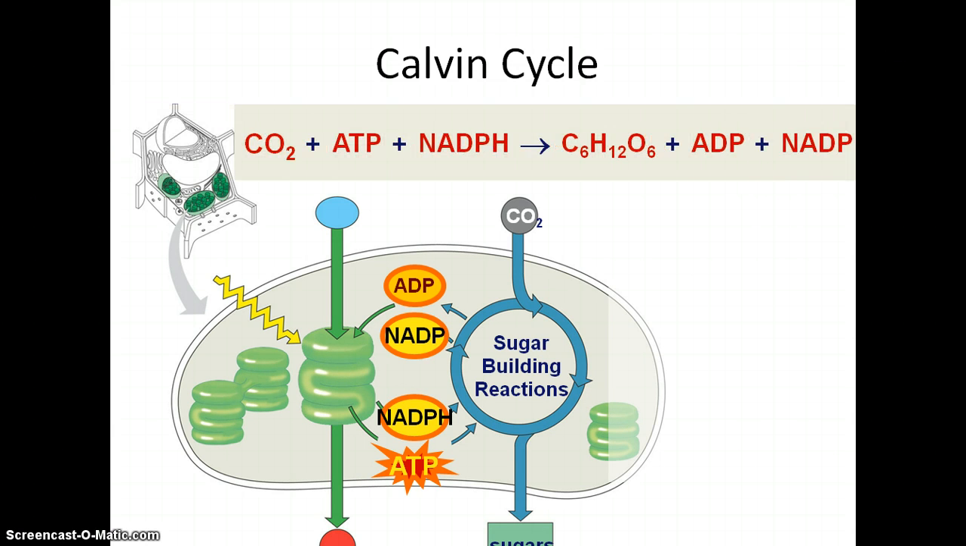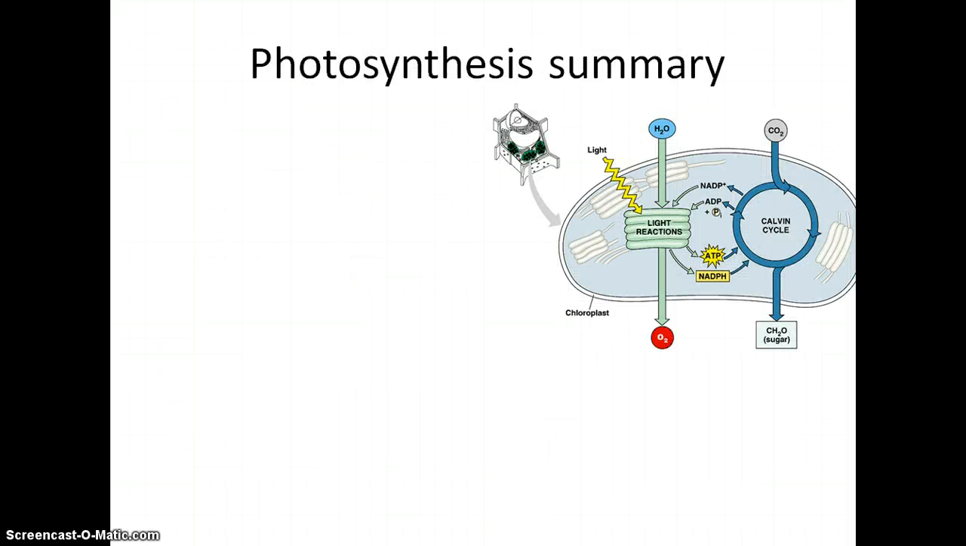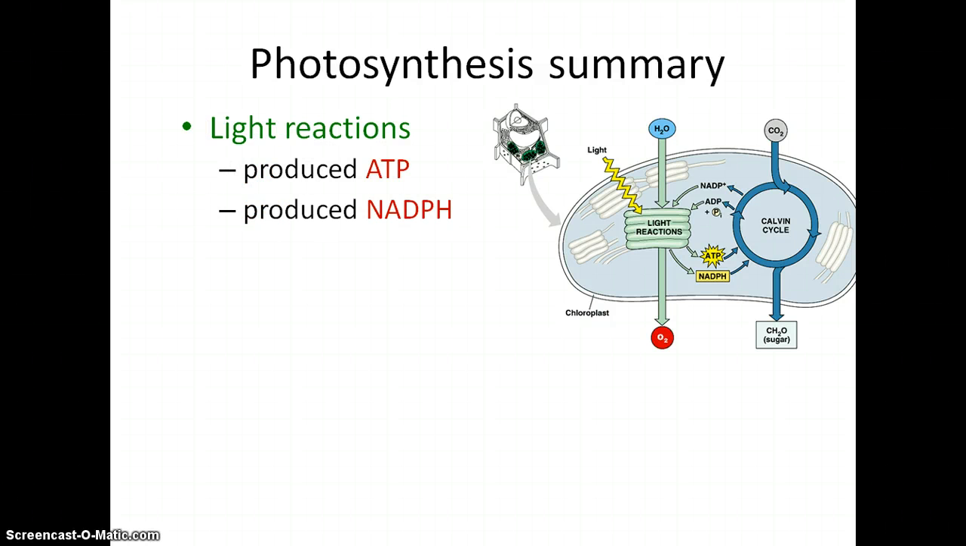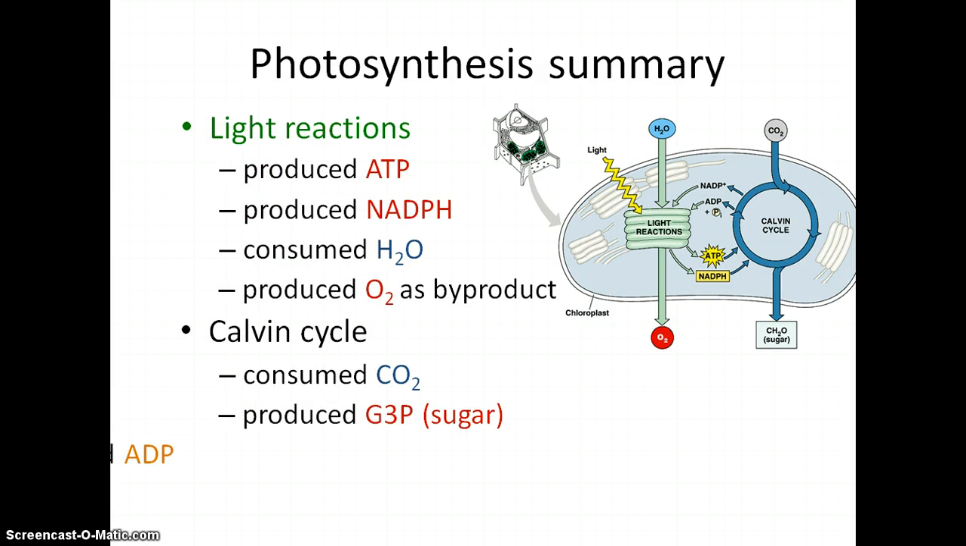So this is just showing you again the Calvin cycle and what's going into and out of this process. So in the Calvin cycle, we have our carbon dioxide and our ATP and NADPH, which are going in to make, as a product, things like glucose, and then ADP and NADP+. And this is a final summary of photosynthesis.